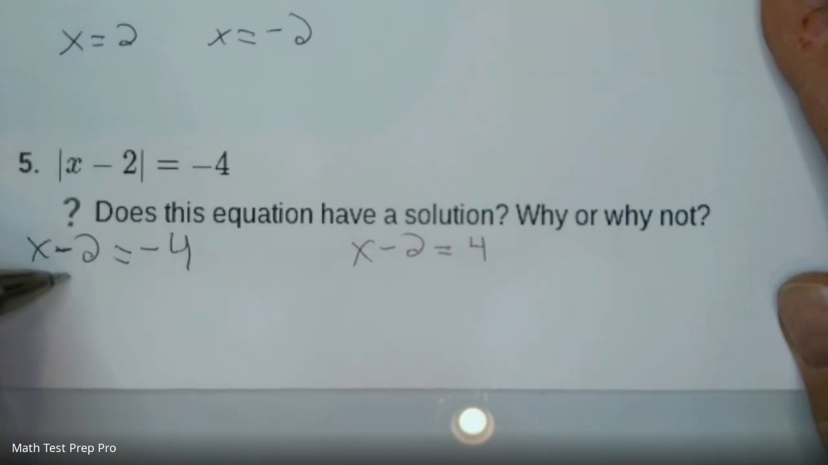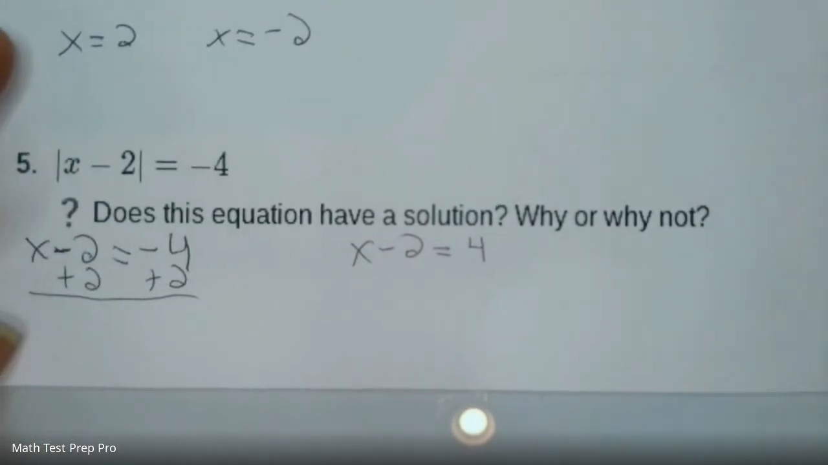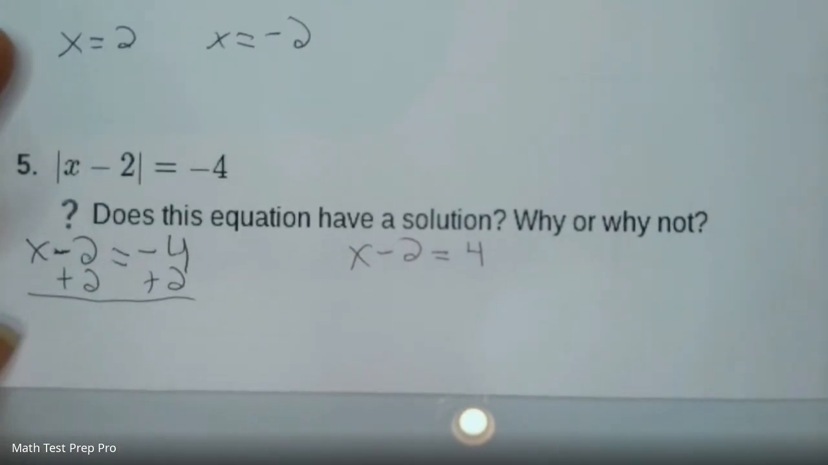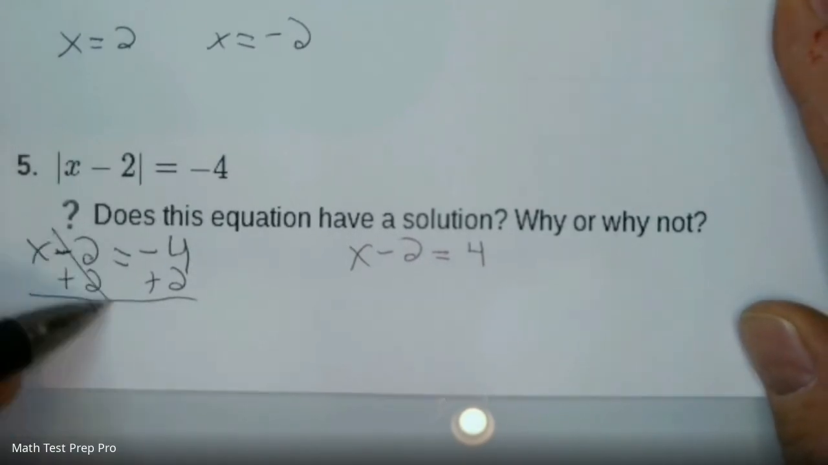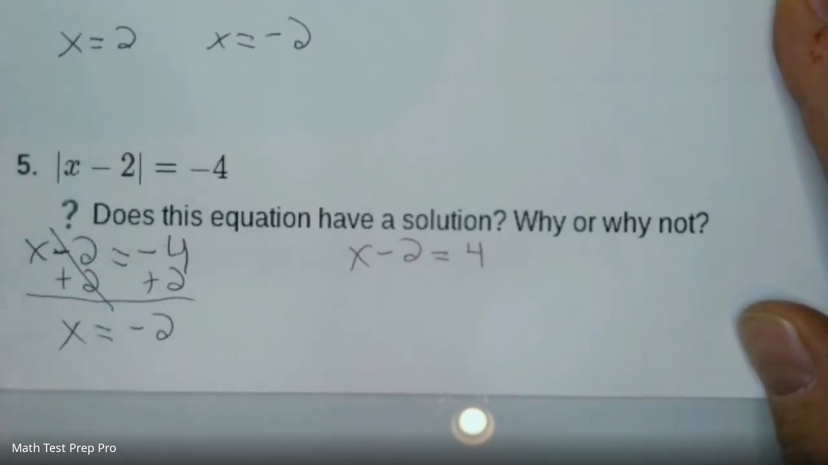So what I do over here for the left side, I have to do for the right side. To get rid of that 2, I'm going to add 2. So x minus 2 plus 2 cancels out, leaving x on the left-hand side. -4 plus 2 is -2.